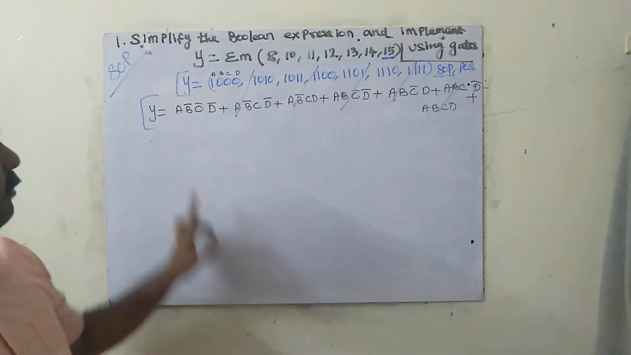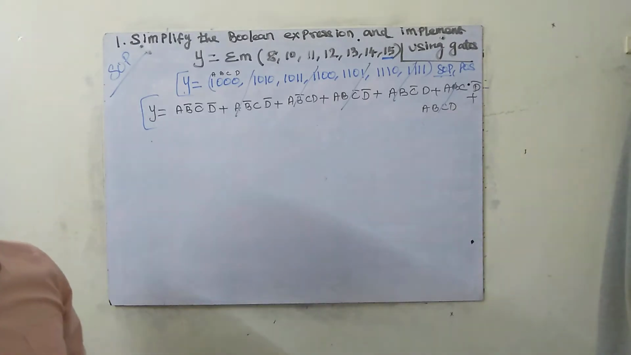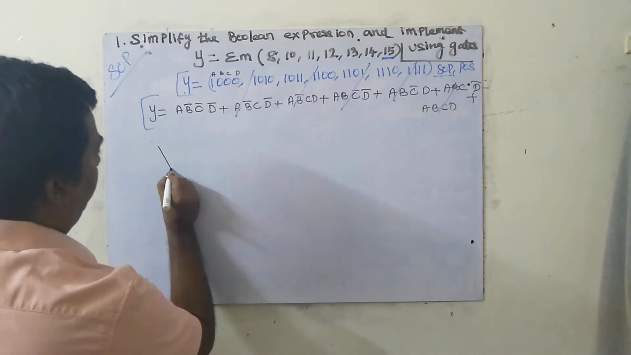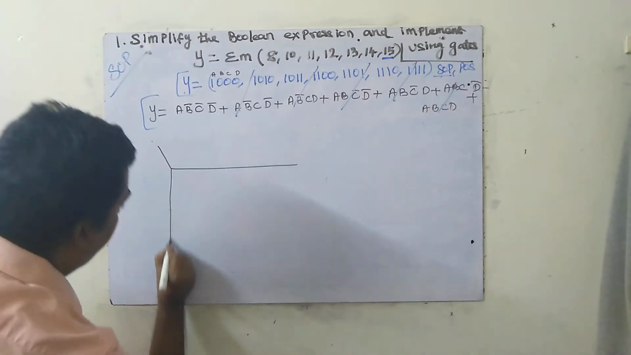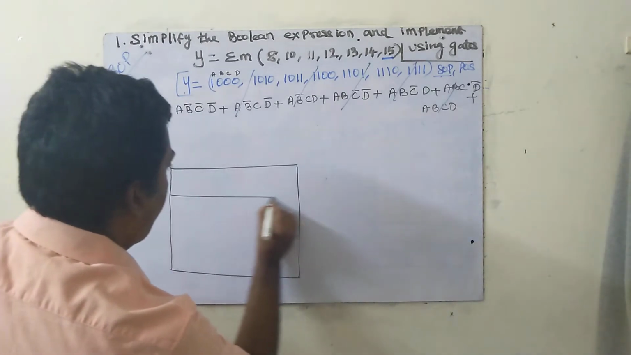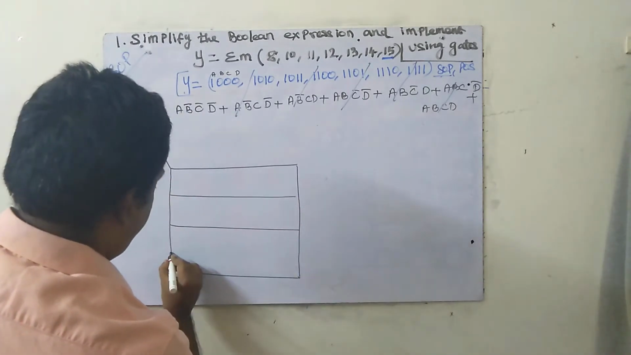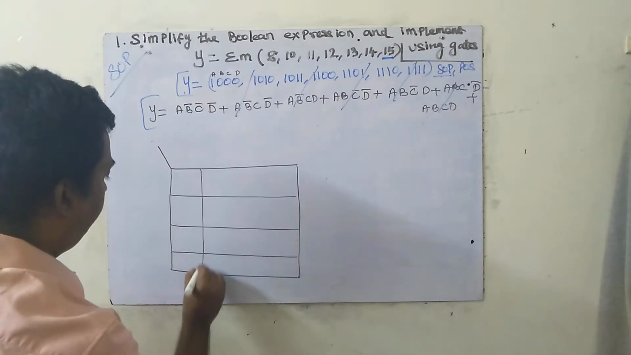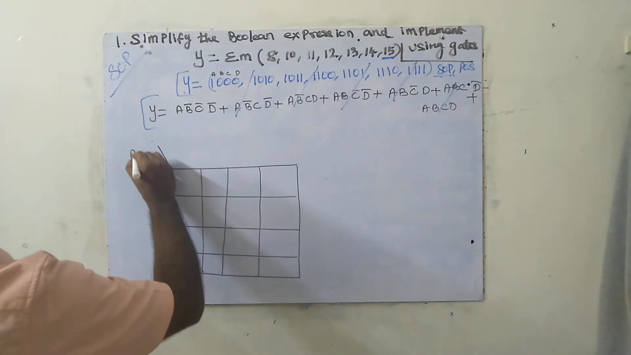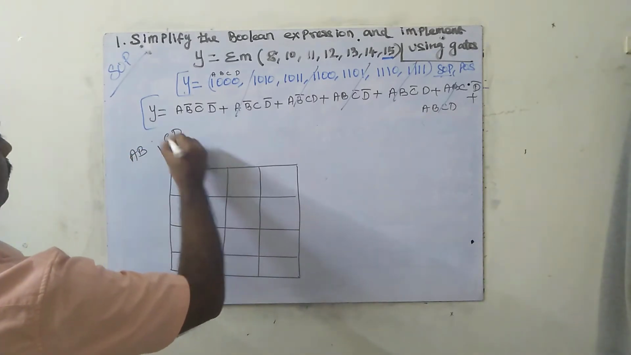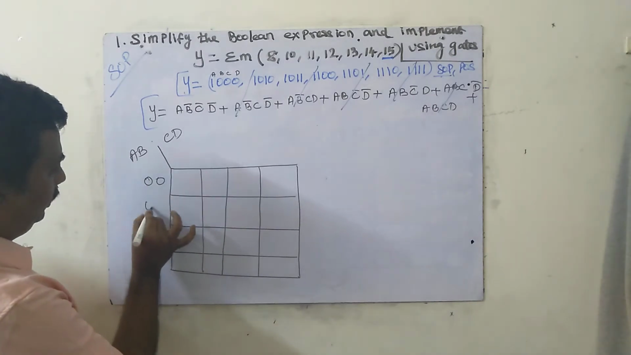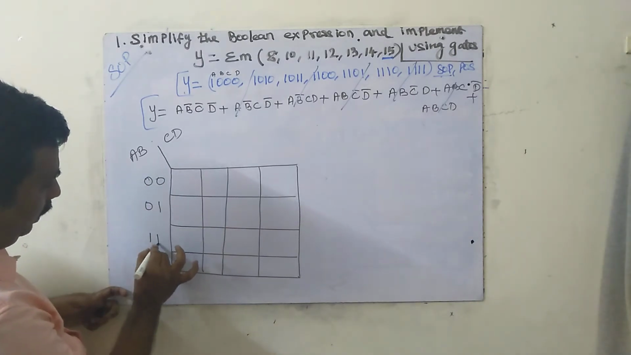Sum of product. I have written the min terms. Next, how many variables? Four variables. For 4 variables, we already know the 4 variable K-map. This is the structure of the 4 variable K-map. Here AB and here CD. Here this is 0 0, this is 0 1, this is 1 1, this is 1 0.